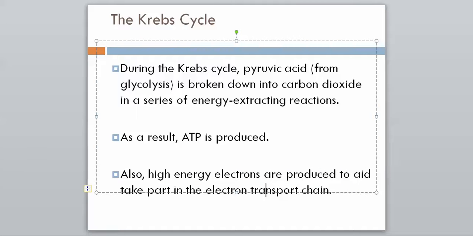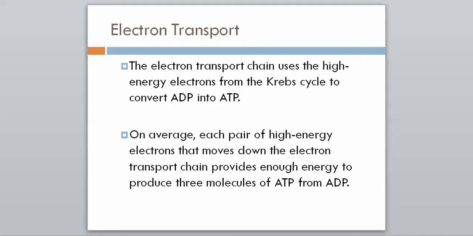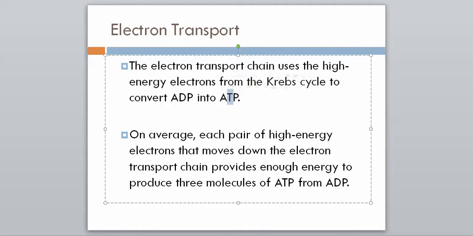So glycolysis breaks down glucose, gives us pyruvic acid. Pyruvic acid enters the Krebs cycle, it gets broken down into CO2 and high energy electrons, and it produces ATP, and then those high energy electrons are going to move on to the electron transport chain. We are going to look at how high energy electrons are used in the electron transport chain, and they are used to convert ADP into ATP. And remember we said ADP is diphosphate and ATP is triphosphate, so here's our energy source right here, partially charged battery versus a fully charged battery.